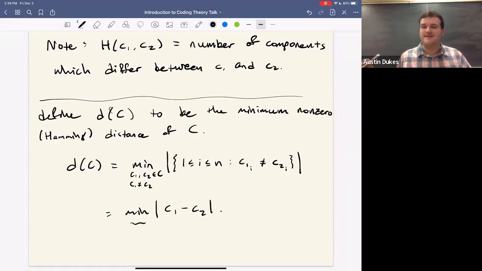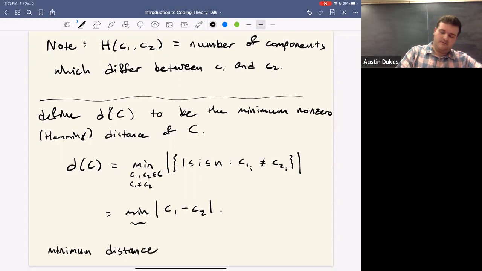All right, now we are ready to do stuff. So this d of C is the minimum. We're going to call it the minimum distance. It's implied that it's non-zero. Once we're given a code, there is a minimum distance, and we're going to call it d. All right, perfect. So now we're going to move into linear codes.